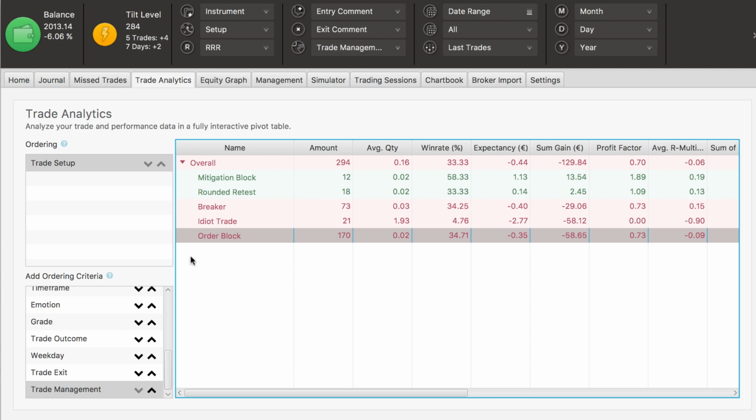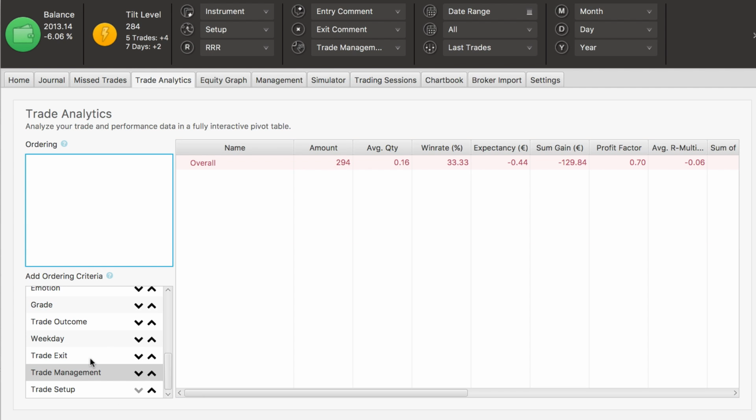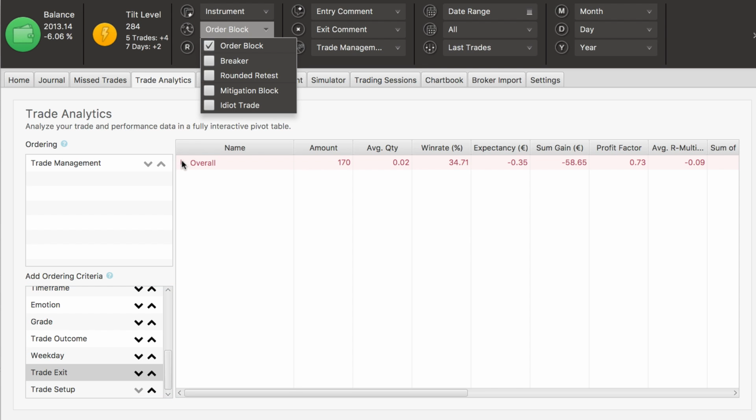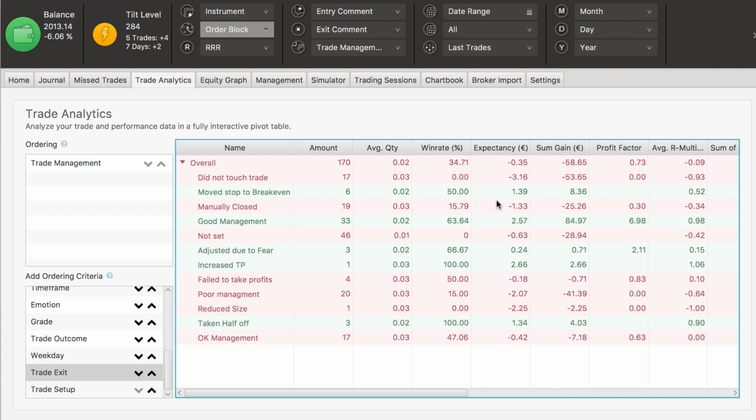And on the other hand, his setup order block really does not seem to be working out a lot for this trader. So that's one thing that he should really look into, his order block setup. What is going on here? Why is this not performing for him? He could choose to, for example, add a trade management layering, and then just look at the order block alone, and you can see all his order block trades are now here based on the trade management.